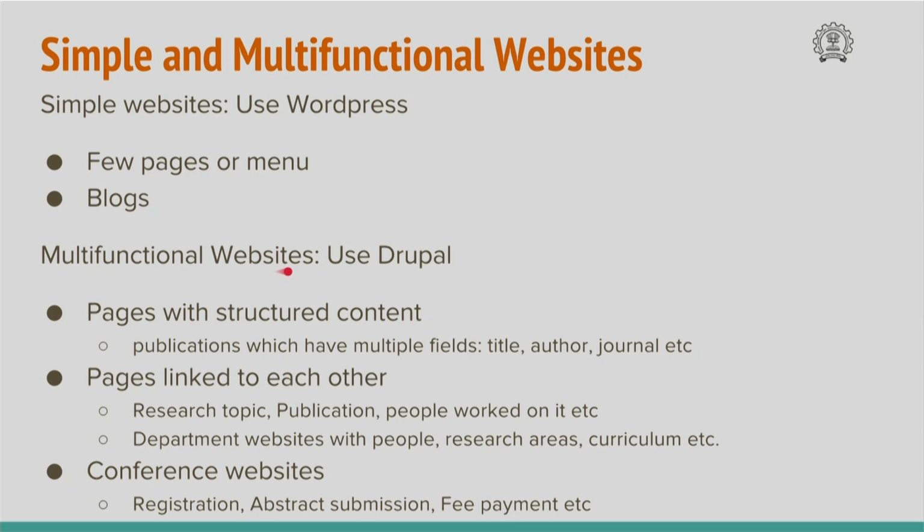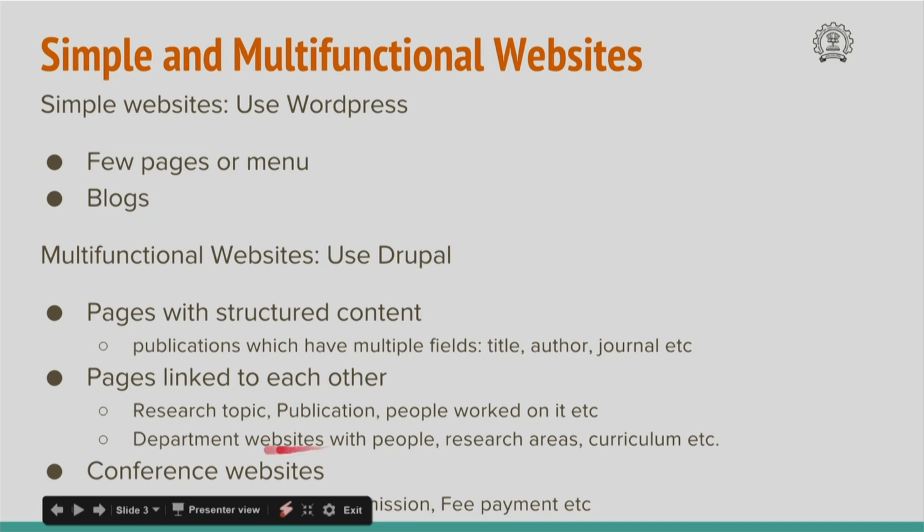On the other hand, multifunctional websites are pages with much deeper structured content. For example, if you want to have a list of publications, each publication has multiple fields like the title, author, journal, year, etc. This is called a structure to a content. We could also have pages linked to each other. For example, a research topic could list only those publications which are related to that research topic and only those people working on that topic, etc.